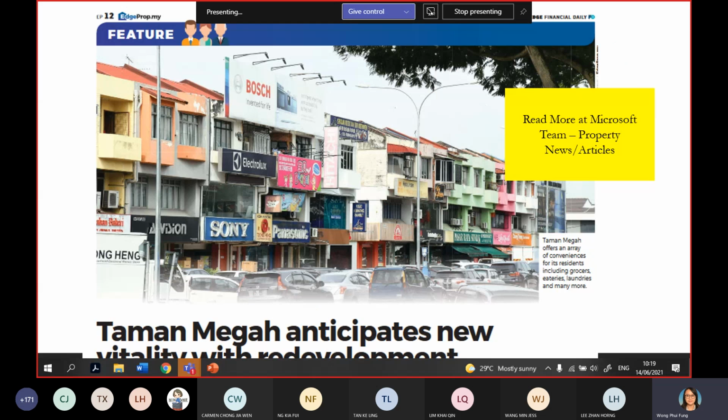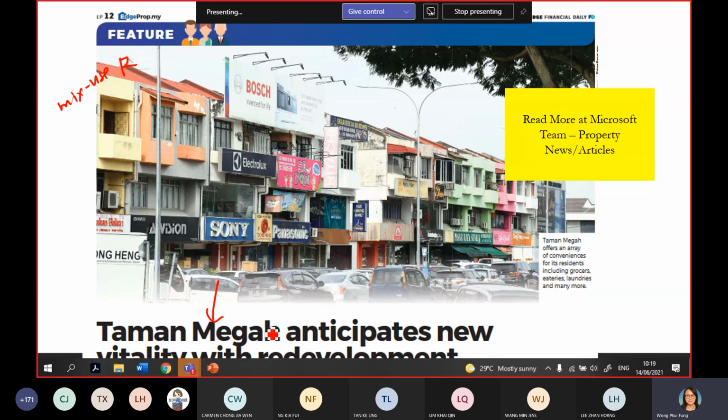But in reality, as you can see in this article that was uploaded to Microsoft Teams, you can observe that Taman Mega anticipates new vitality with redevelopment. Taman Mega is a very mature neighborhood. It's an established area. So this area previously was a food court, badminton court. It's a very famous food court and badminton court. But a few years ago, they actually wanted to demolish everything, tear down everything for redevelopment into a mixed-use residential.